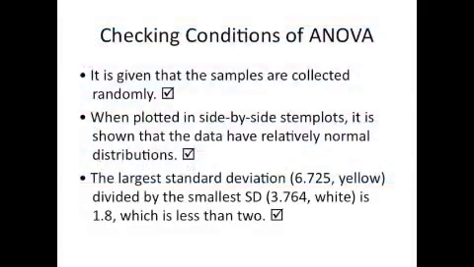Checking conditions of ANOVAs. It is given that the samples are randomly collected. When plotted in side-by-side stem plots, it is shown that the data have relatively normal distributions. The largest standard deviation, 6.725, divided by the smallest standard deviation, 3.764, is 1.8, which is less than 2.